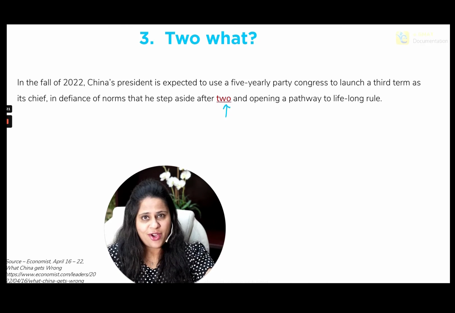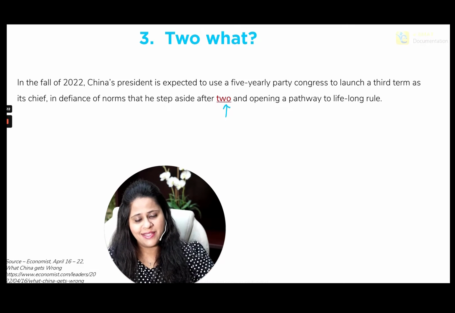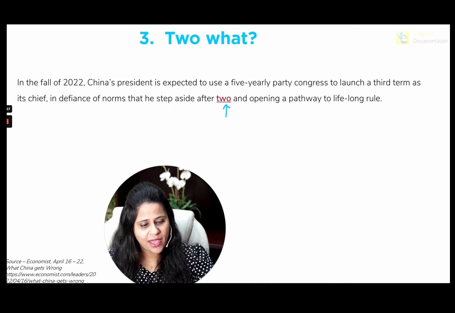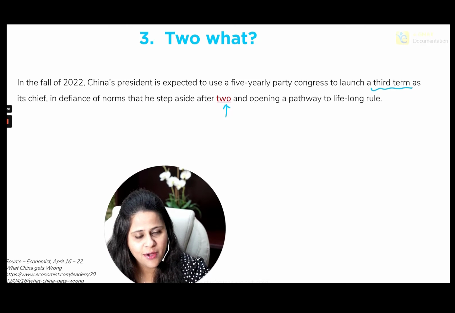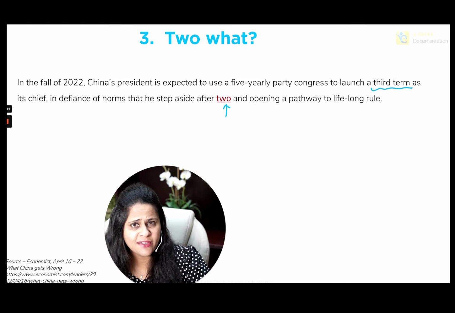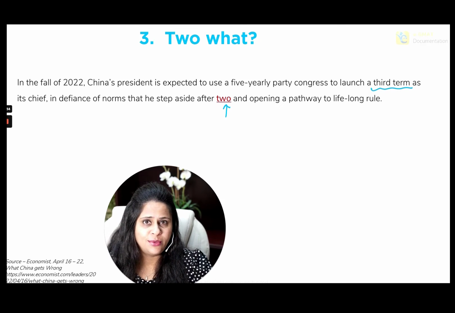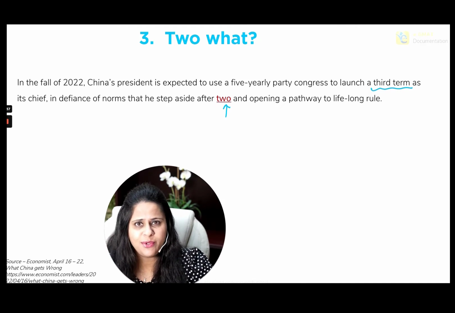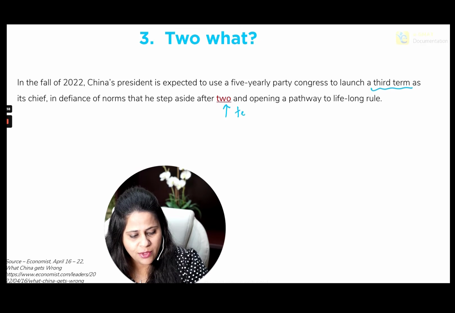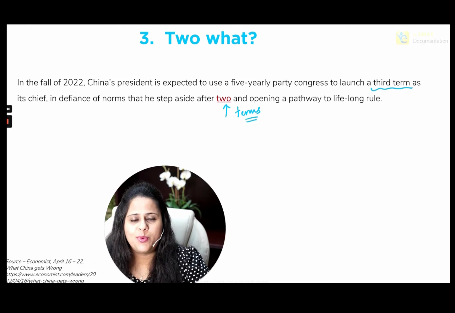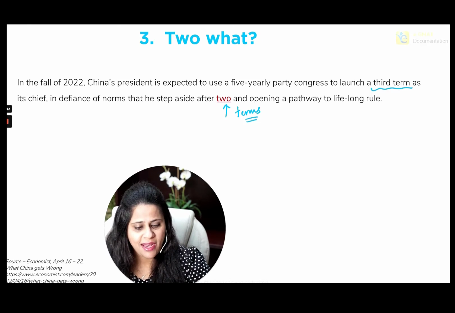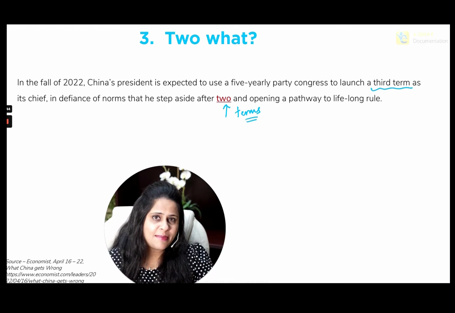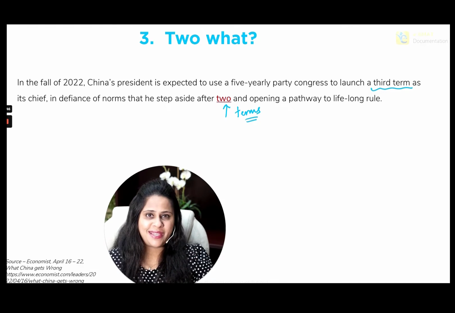Because that's not the context that you're talking about in this sentence. The context in this sentence is two terms. We are talking about launching a third term, and here we're describing the norm. What's the norm? That he step aside after two countries? No, after two terms. So there was no doubt in your head as to what this two represents, right? So this is also absolutely correct. There is no mistake over here.